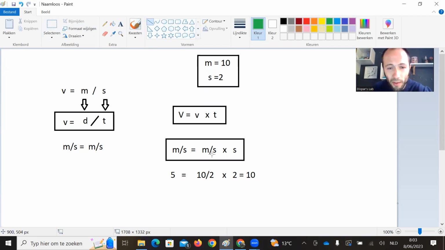The same, we have divided by 2 times 2. That cancels out. We are left with 10. The same over here. This cancels out. We are left with m. So if we do meters per second times second, we are left with meters. Just a distance, not a velocity. So that doesn't make sense.